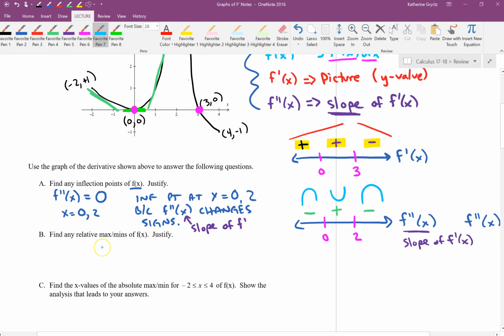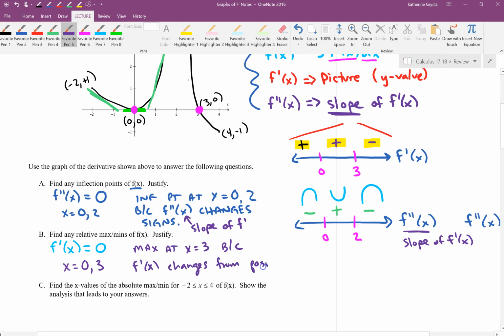B says, can you find any relative max or mins of f of x? So again, they're asking about f of x, which is what we did in A. So what we would do to find max and mins of f of x is we'd take the derivative, and we'd set it equal to 0. Well, we've already done that for our sign line here, but we would have gotten x equals 0 and x equals 3. And so when we did our sign line, we found that there was a max at x equals 3, and our justification would be because f prime of x changes from positive to negative.